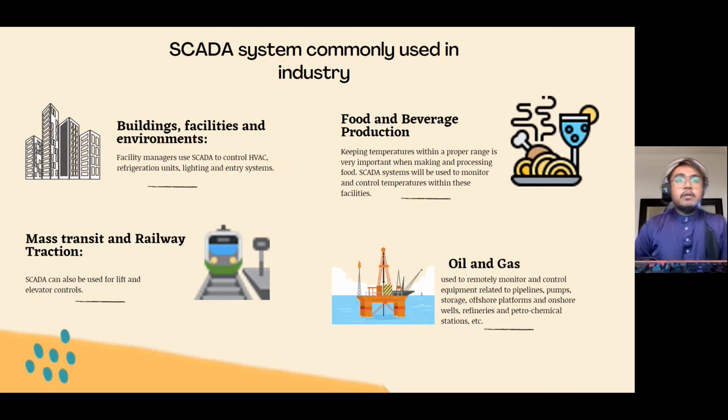For F&B production, food and beverage, keeping the temperature within a proper range is very important when making and processing foods. The SCADA system is used to monitor and control temperature within these facilities. And lastly, another industry that uses it is oil and gas. It is used to remotely monitor and control equipment related to pipelines, pumps, storage, offshore platforms and onshore wells, refineries and petrochemical stations and others.